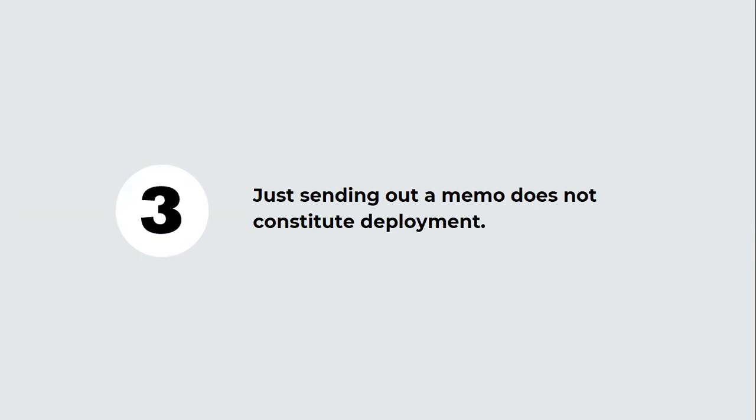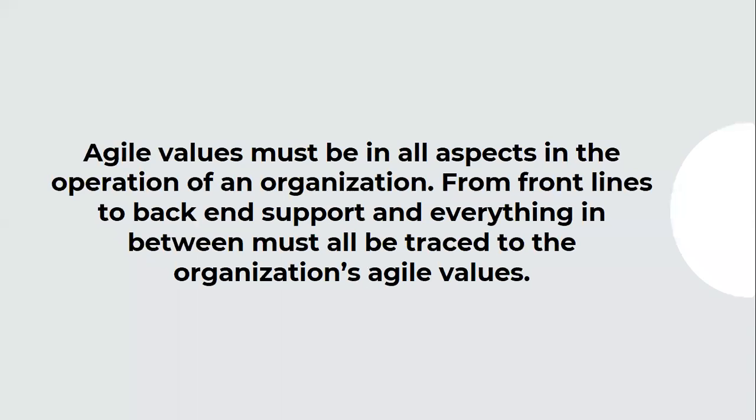So when these values are communicated, sending out a memo just doesn't do it. That's not considered a deployment. Posting it on your internal company website does not constitute deployment. Posting it on your organization website does not constitute deployment. There's more to it when you're deploying your agile values. You need to see them across all parts of the organization. Everything must be traced.